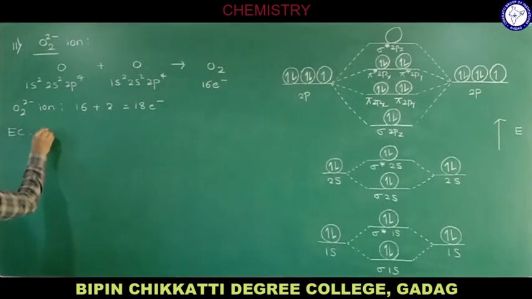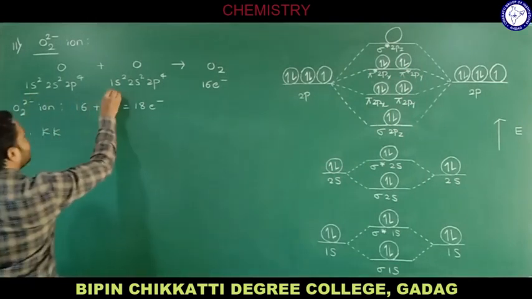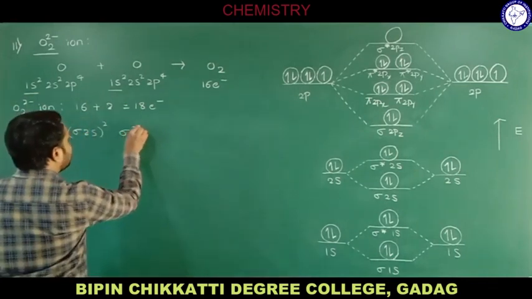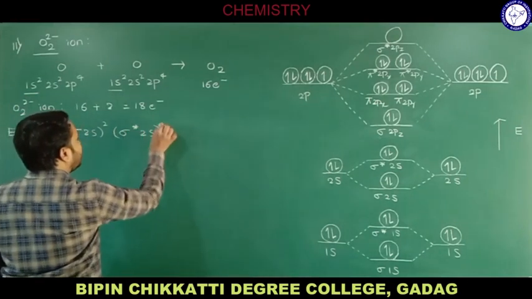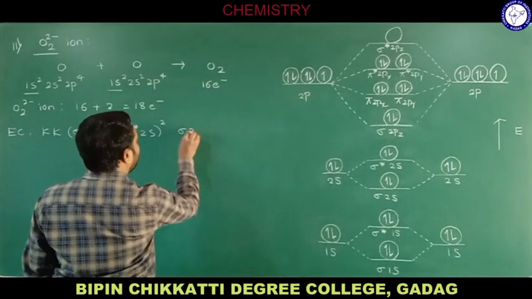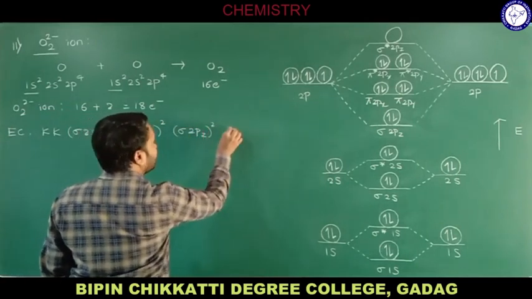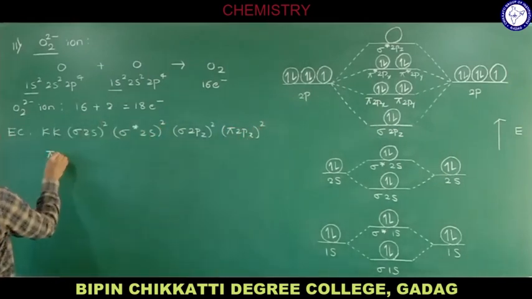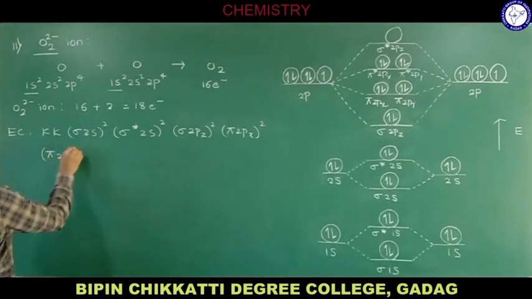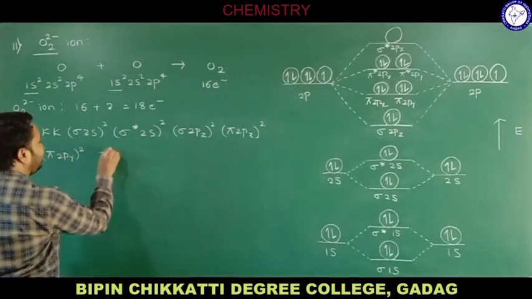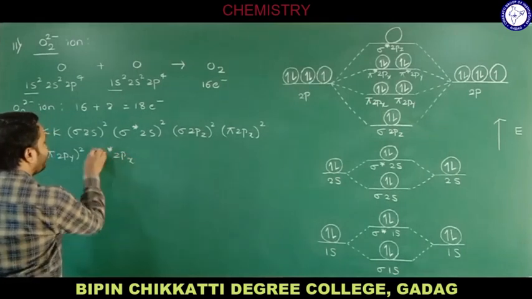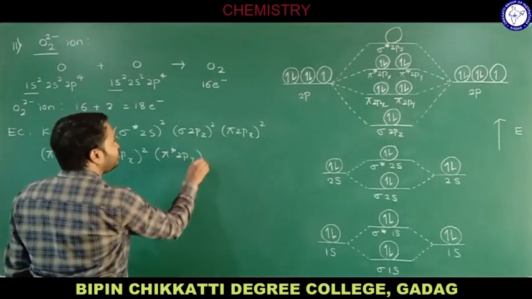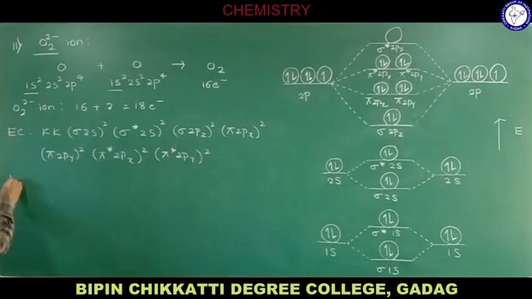Electronic configuration: the K shell is completely filled, 1s and 1s star 2. Therefore sigma 2s has 2 electrons, sigma star 2s has 2 electrons. Next we have sigma 2pz with 2 electrons, sigma 2px with 2 electrons, and pi 2py with 2 electrons. Next we get antibonding pi star 2px with 2 electrons. Similarly, one more pi star 2py with 2 electrons. That would be the electronic configuration of this species.